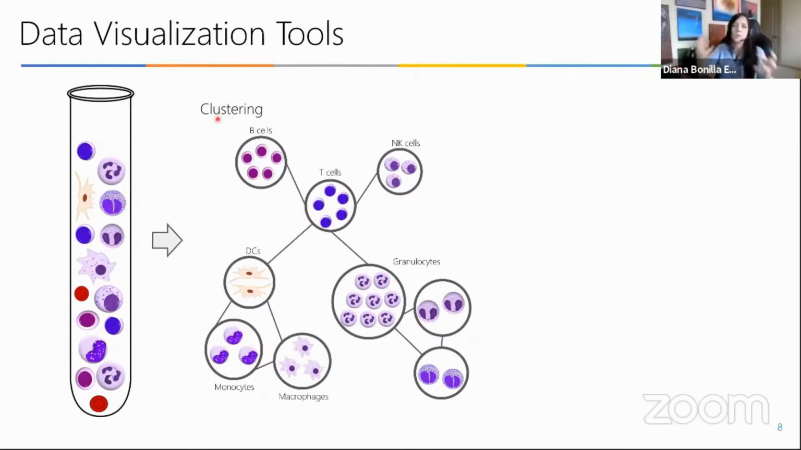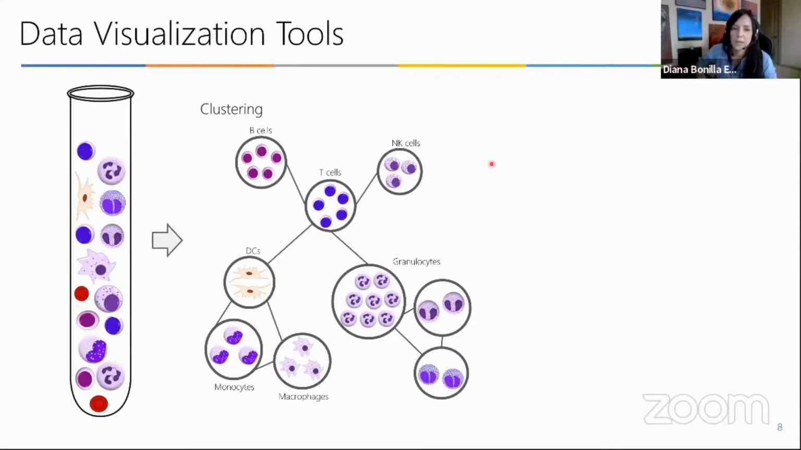Clustering is the process of grouping cells together. Based on what? Based on the expression of all those 40 markers that were characterized by, for example, this particular panel. And then you classify the cells into different clusters based on the subsets and the markers.